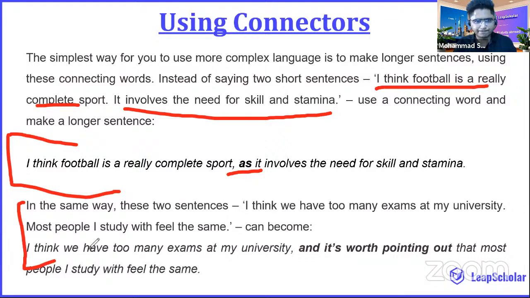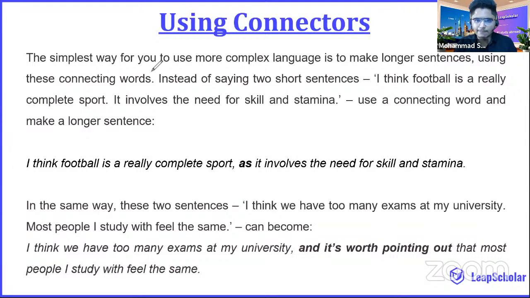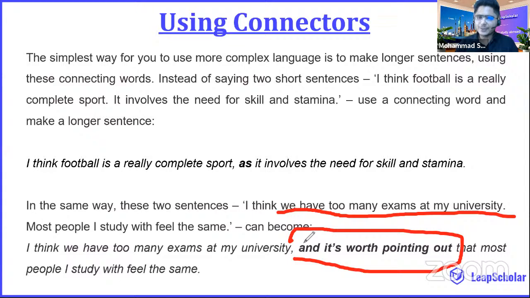In the same way, these 2 sentences: I think we have too many exams at my university. Most people I study with feel the same. Okay. Thank you. So guys, notice this again. There are 2 sentences here. I think we have too many exams at my university. Most people I study with feel the same. If you take a look here, they have used this connector, and it's worth pointing out. They have again connected two sentences. So that's the idea, right? How we connect two sentences.